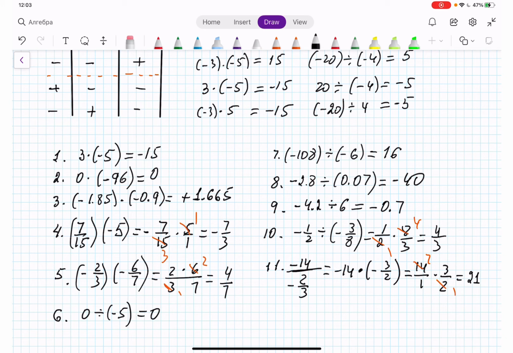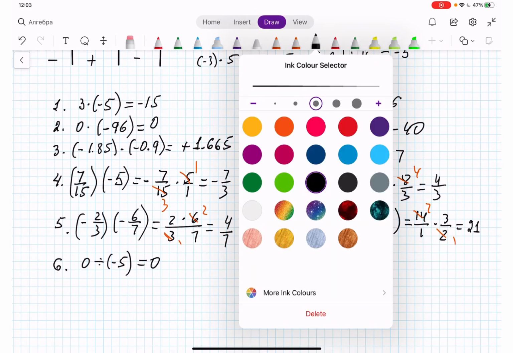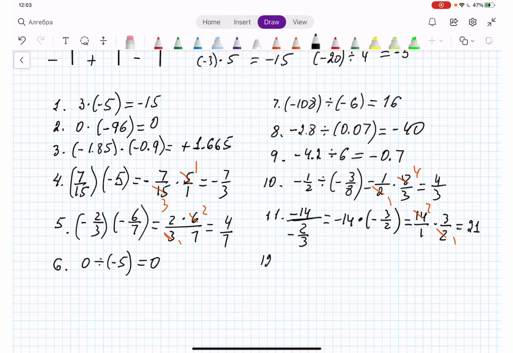Okay. Number 12. Negative 5 times negative 4 times negative 5 and times 3. Here is a rule for multiplying numbers with negative signs. If the amount of negative signs is even, the result is going to be positive. If the amount of negative signs is odd, the result is going to be negative. Let's see.